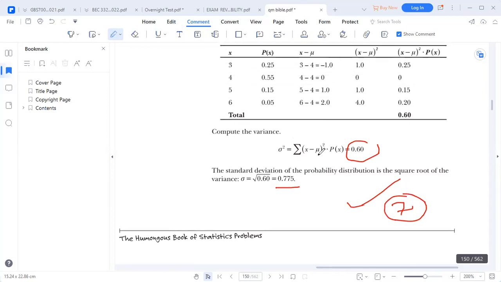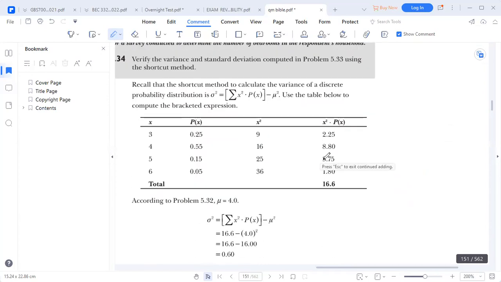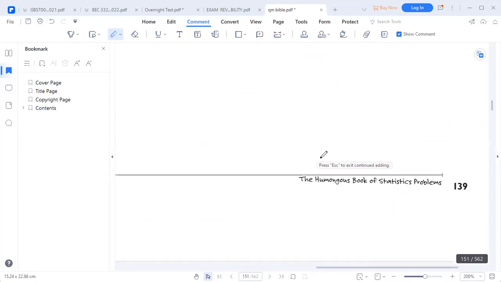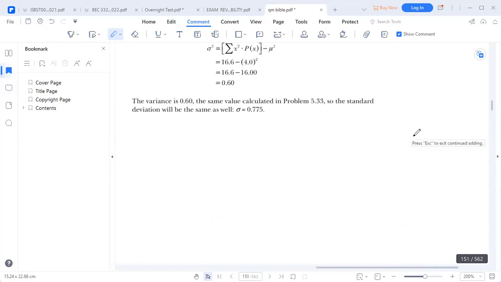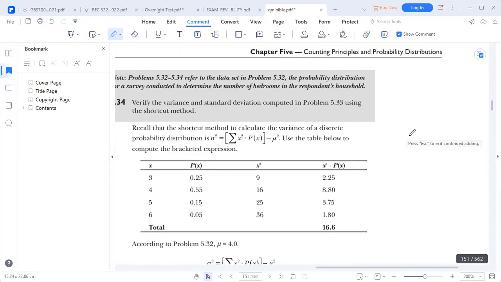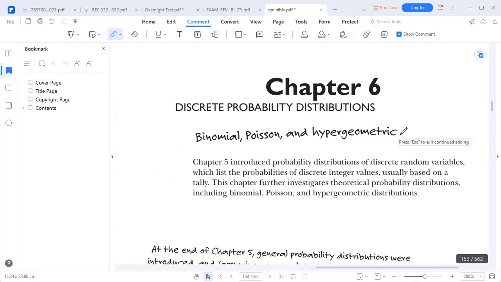Is that clear? So lastly, I will ask that you try some of the questions that I will give you later on. So this is how we do the discrete random variables.